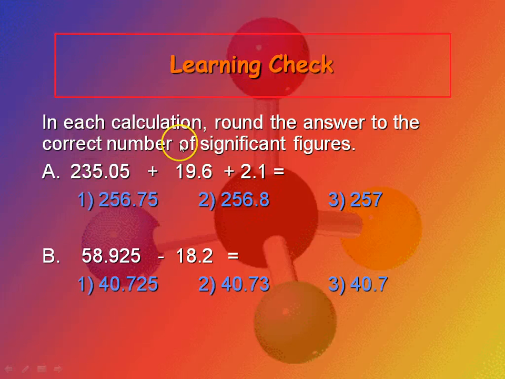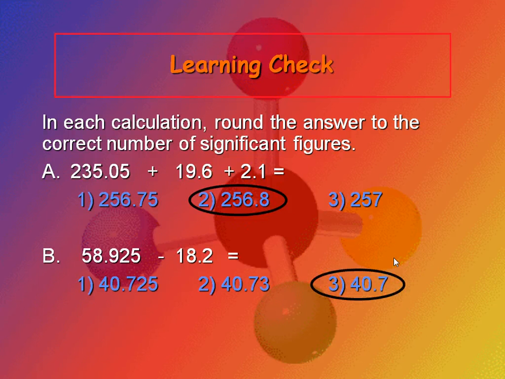Okay, so learning check. In each calculation, round the answers to the correct number of significant figures. Now this is pretty simple because if you know the rule, you can figure it out. You don't even have to use a calculator since this is multiple choice. So we've got 2 decimal places, 1 decimal place, 1 decimal place. So that means our final answer is going to go out, that's right, 1 decimal place. Same thing here, 3 decimal places, 1 decimal place. So this has to be our final answer because it only goes out 1 decimal place. So that's not too difficult.